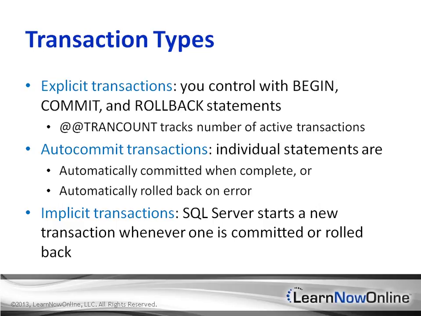In the implicit transaction mode, SQL Server automatically starts a new transaction after you commit or roll back the current transaction. You don't have to do anything to start a transaction. You can control this mode using the T-SQL SET IMPLICIT_TRANSACTIONS statement. The ON setting causes each statement to start a new transaction automatically after completion of a transaction. And the OFF setting returns SQL Server to auto-commit mode.